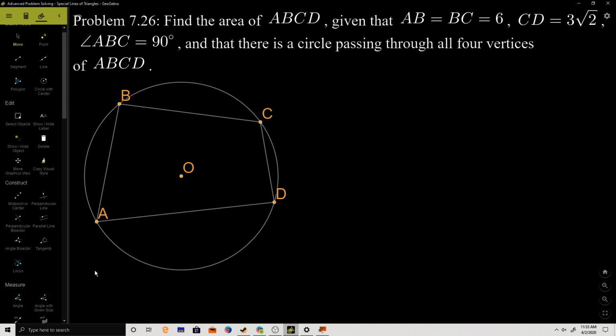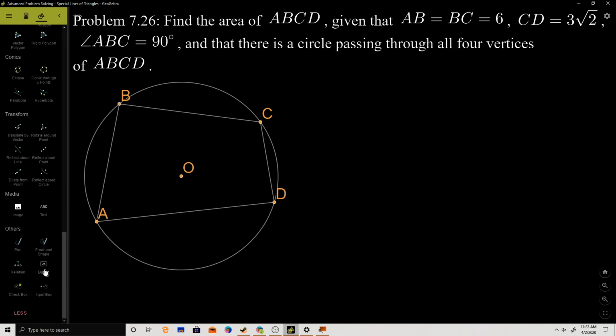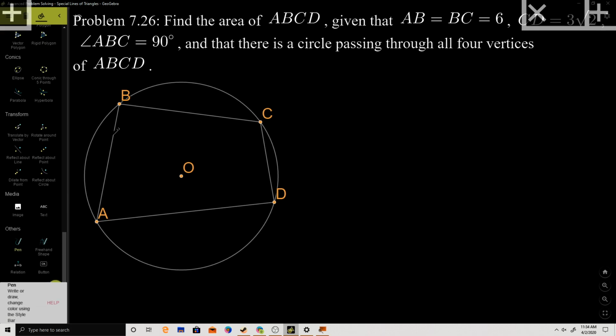Alright, now let's start figuring some stuff out. So the lengths of AB and BC are the same. So I can mark that in my diagram. Specifically, it's 6. And the length of CD is 3 square root of 2. And the angle at ABC is 90 degrees. And that's all it's telling us. So what can we do from here?